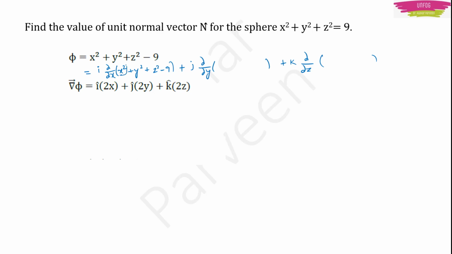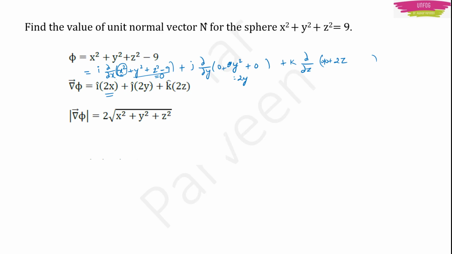Everything else will become 0, right? You are differentiating x square with respect to x, so you get 2x here. The rest of the things are constants, so it will become 0. In the y part you will have 2y, rest all will become 0. Same thing in the z part also, you will have just 2z, rest all will become 0, isn't it? So you get i into 2x plus j into 2y plus k into 2z.